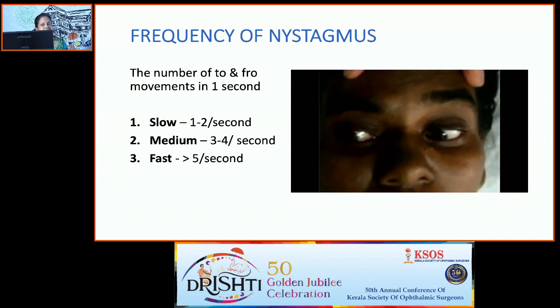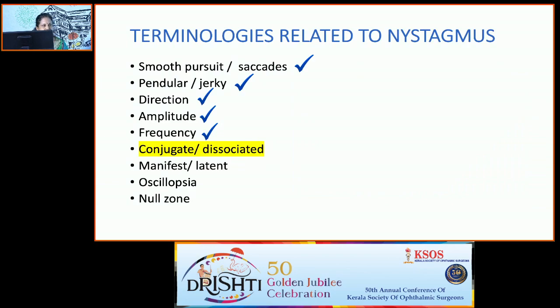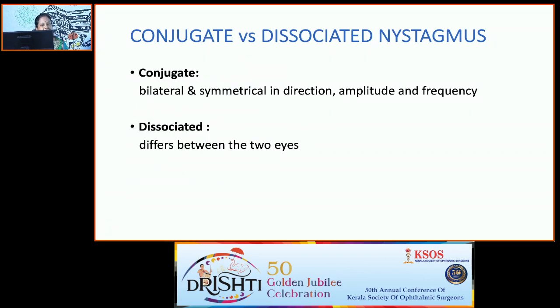Okay, you remember this patient, we will come to this later. Now coming to the next term, whether the nystagmus is conjugate or dissociated. Conjugate means it's bilateral and symmetrical. Just simple, it is bilateral and symmetrical in direction, amplitude and frequency. That is conjugate nystagmus, whereas dissociated means it differs between the two eyes.